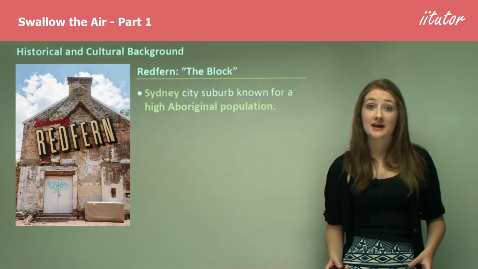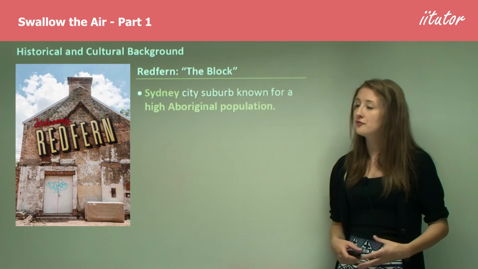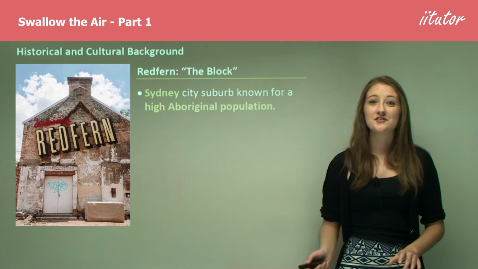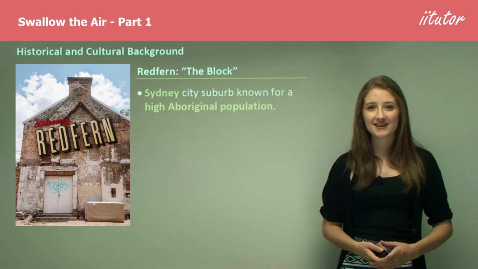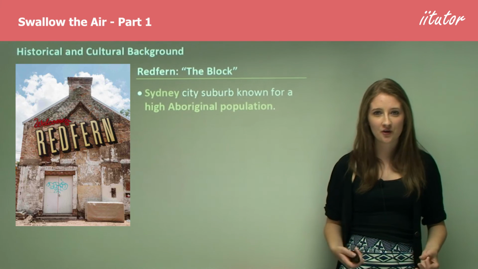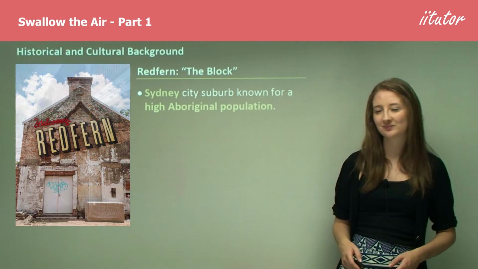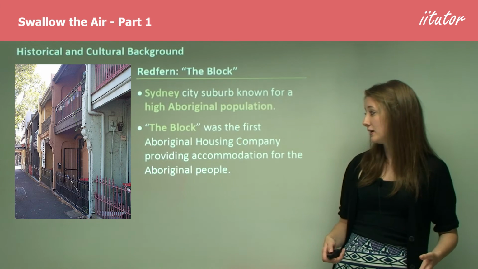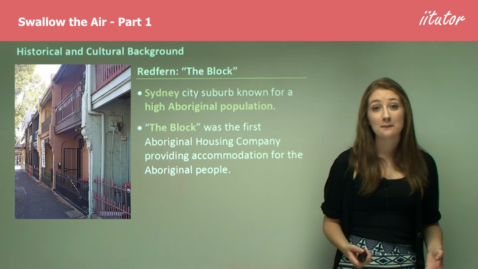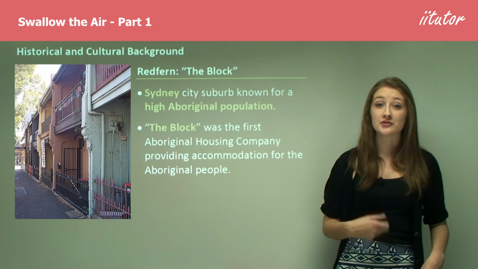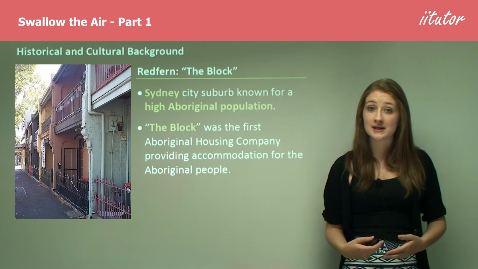If we take a look at the idea of Redfern, now Redfern is a suburb in Sydney and it's known for its high Aboriginal population. Specifically within Redfern, there's literally a block of land called the Block, which has traditionally been a place for the Aboriginal community to congregate and has offered really quite a positive space for that community to meet together. The block was the first Aboriginal housing company, and what that did was to provide accommodation for the Aboriginal people. What that meant is that Aboriginal people who were suffering, who didn't have a home, could go to this place called the block and really find a sense of community and also some housing.